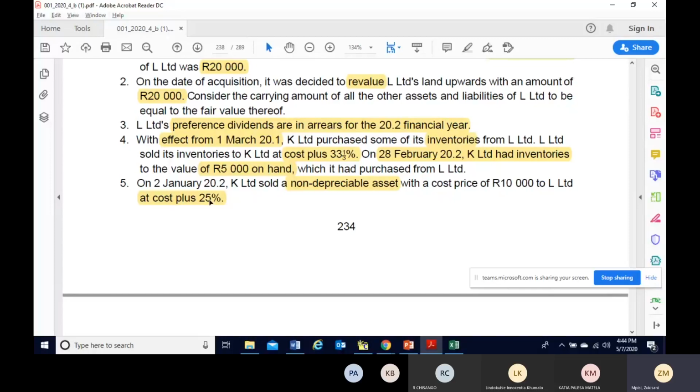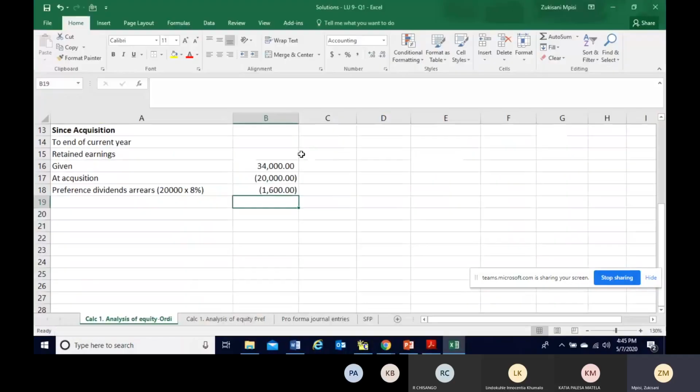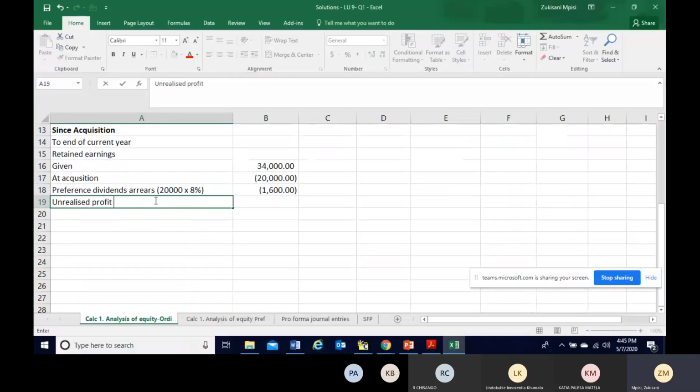Number 4 tells us that with effect from 1 March, KLTD purchased some of its inventories from LLTD. LLTD sold its inventories to KLTD at cost plus 33.5. On 28 February, KLTD had inventories to the value of 5,000. So we have to calculate unrealized profit on closing inventory.